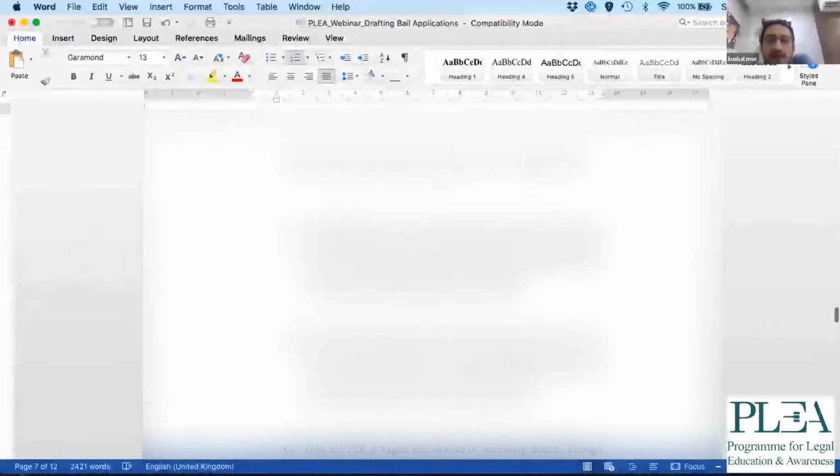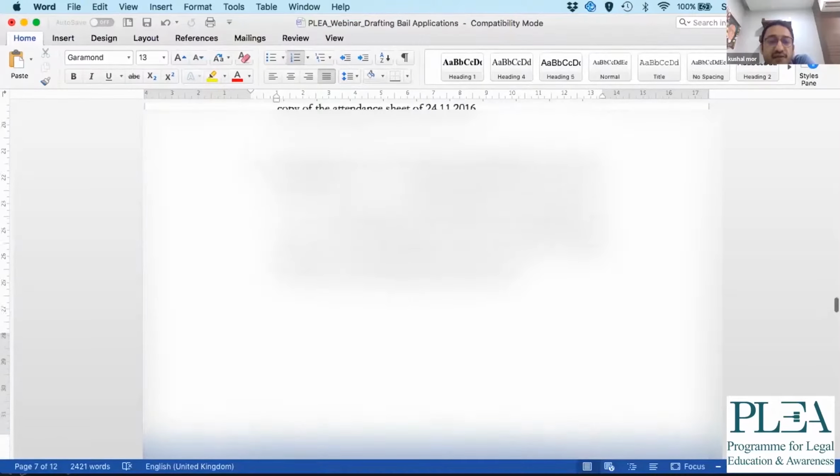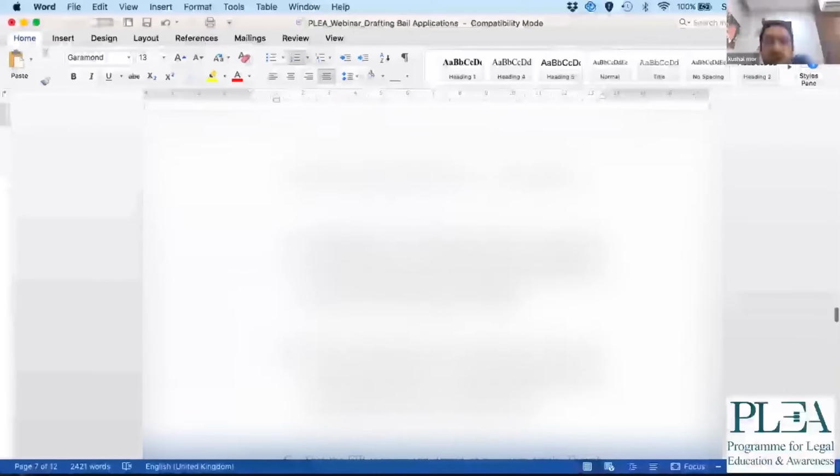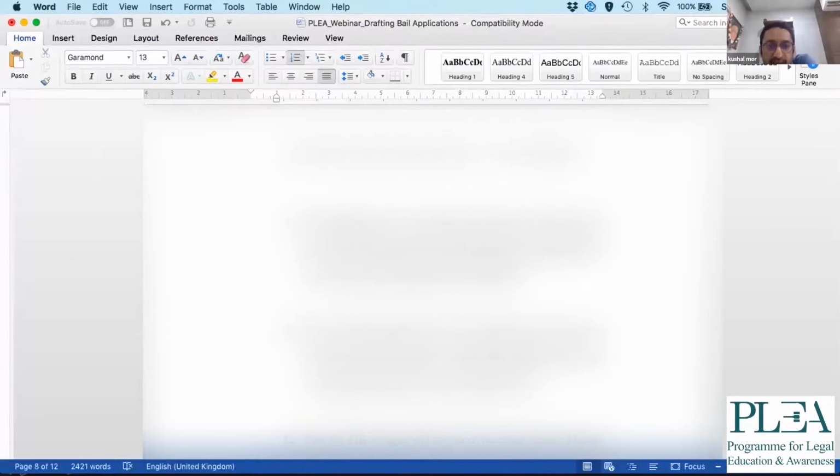Grounds are very, very important. They are the soul of your bail application. The court is going to look at, as you see from 1st to 14, except for the true set of events, is the prosecution case. Grounds is where you make out your case as to why bail could be granted.